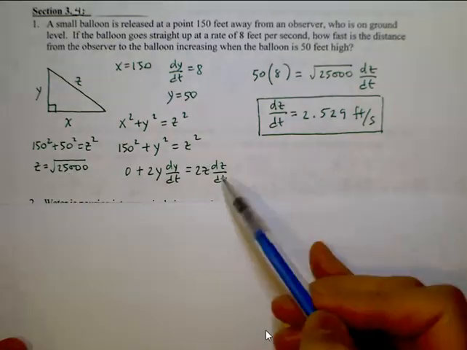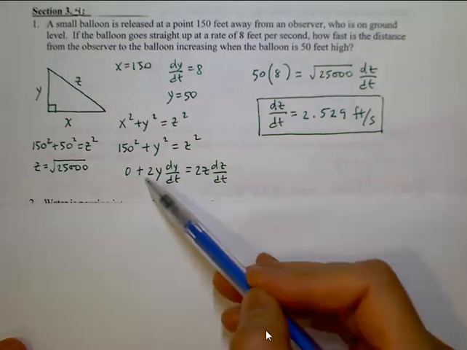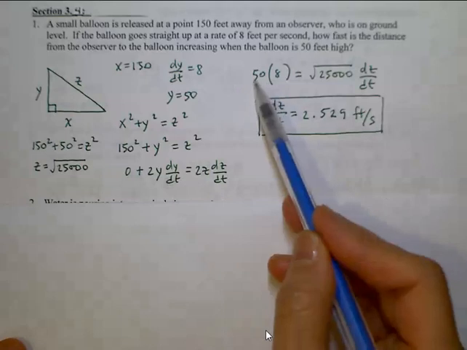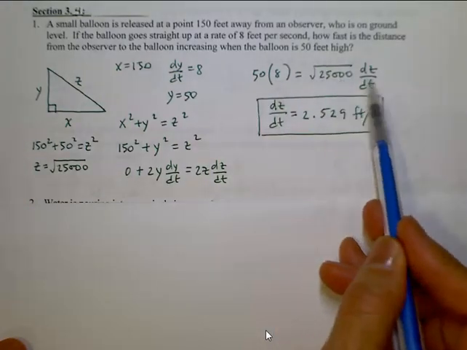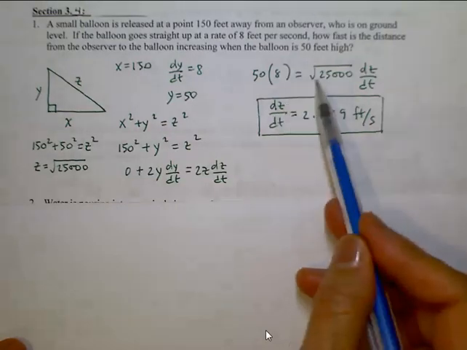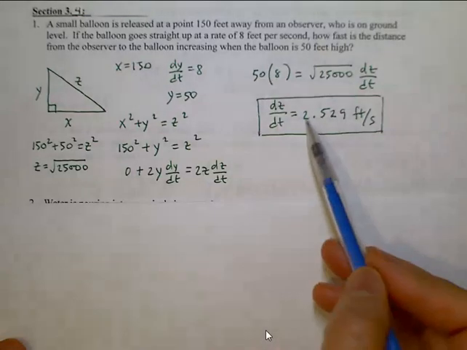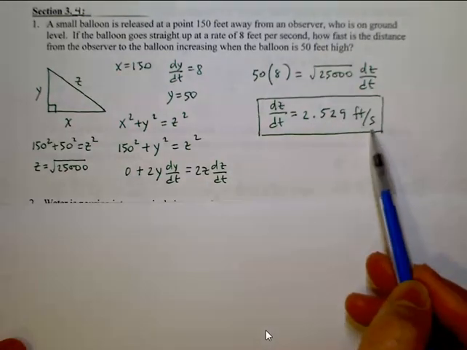Okay, now I can plug that back into this equation, and I'm just going to cancel out the 2's. So the 2 can cancel out here and here. Then I get 50 times 8, and that is equal to the square root of 25,000 times dz/dt. And then when you divide through by the square root of 25,000 with 50 times 8, you get 2.529, and the units on that would be feet per second.